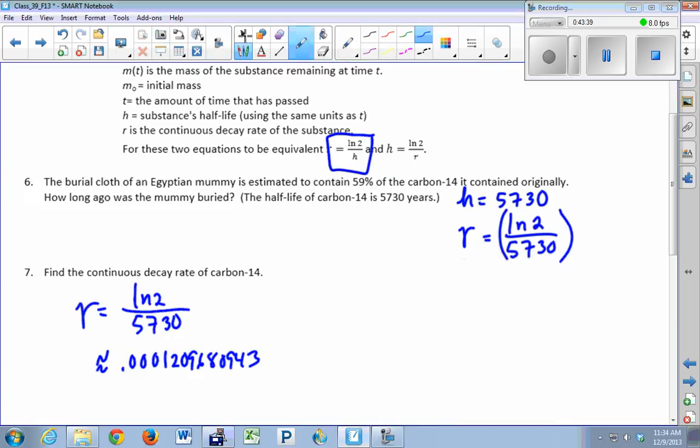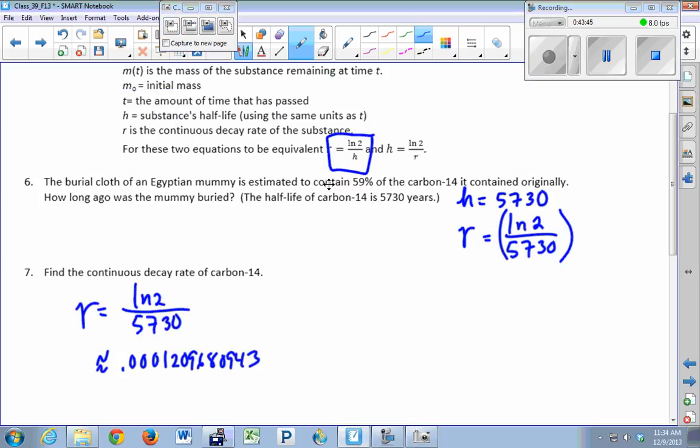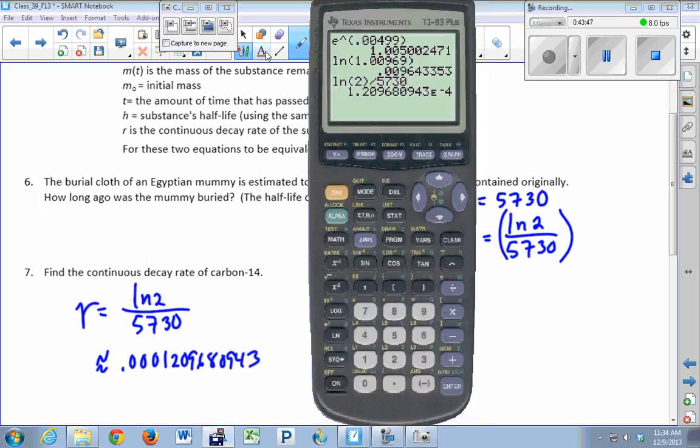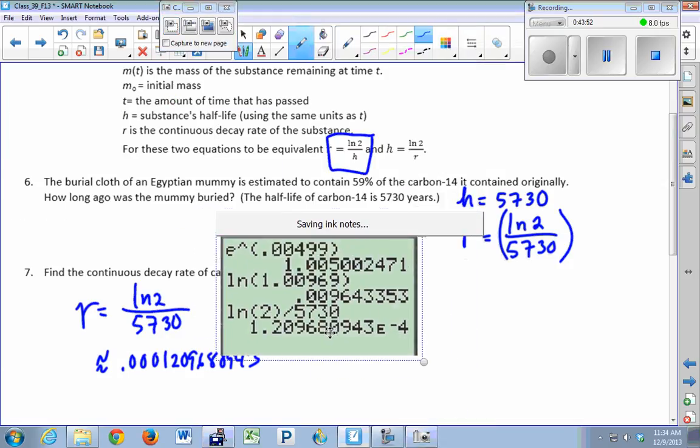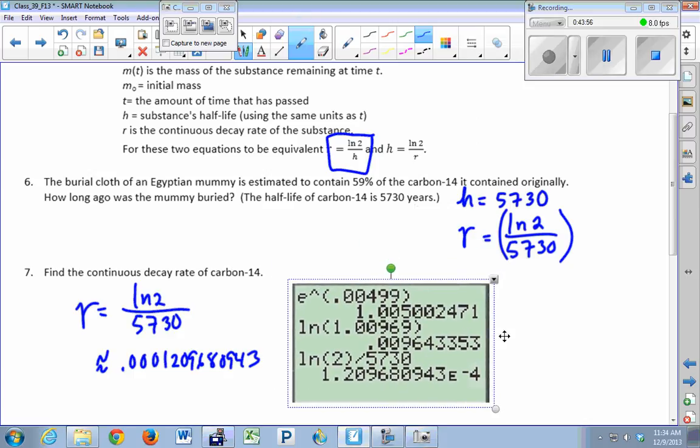Oh, here we go again. Ever since they've changed this, I've never gotten used to it. It's interesting how old habits die. All right, so there's that answer right there, natural log of 2 divided by 5730.